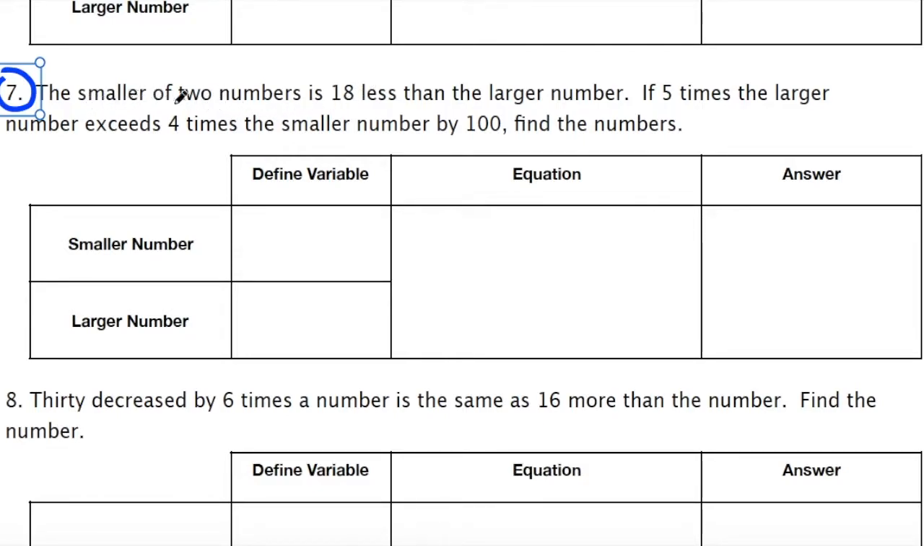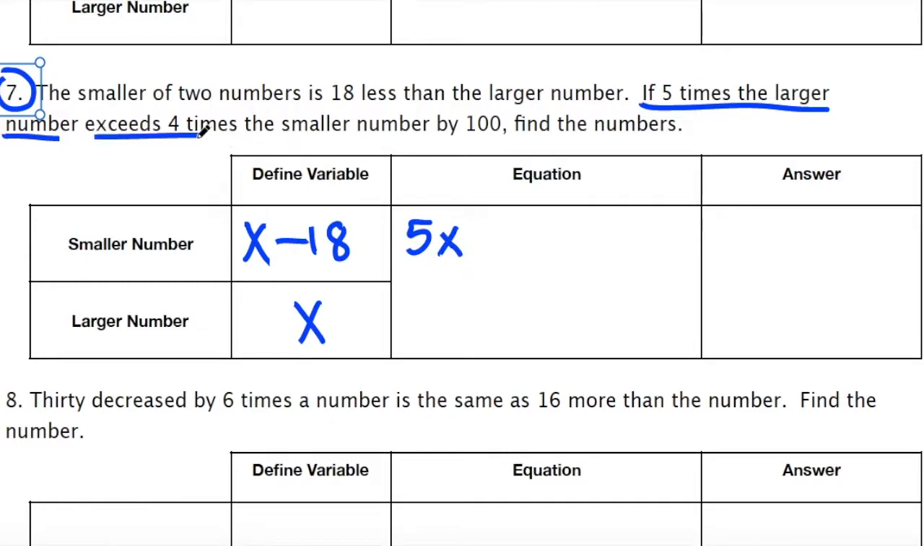It says that the smaller of two numbers is 18 less than the larger number. So if the larger number is x, x minus 18 would be the smaller number. And then it says 5 times the larger number. So 5 times the larger number is pretty easy. That's going to be 5x.